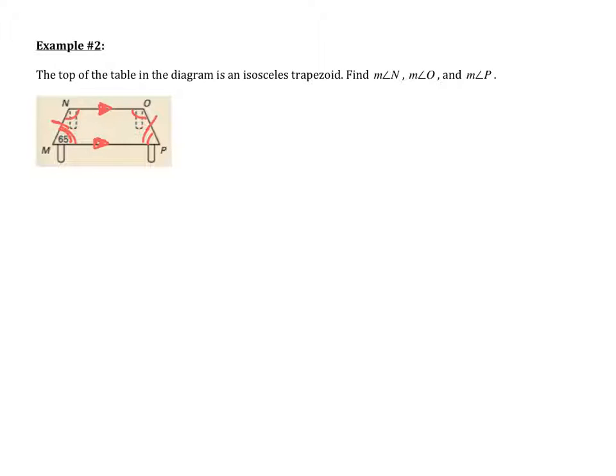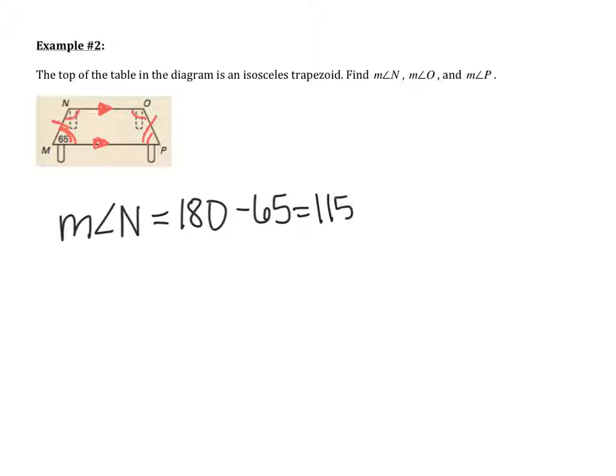So I mark up my diagram with what I know to begin with. We are told that angle M is 65 degrees. Previously in example number 1, we know that these angles are supplementary since we have one pair of parallel sides cut by a transversal, so the consecutive interior angles are always going to be supplementary. So if angle M is 65 degrees, then angle N would be equal to 180, since it was supplementary, minus 65, which gives me 115.